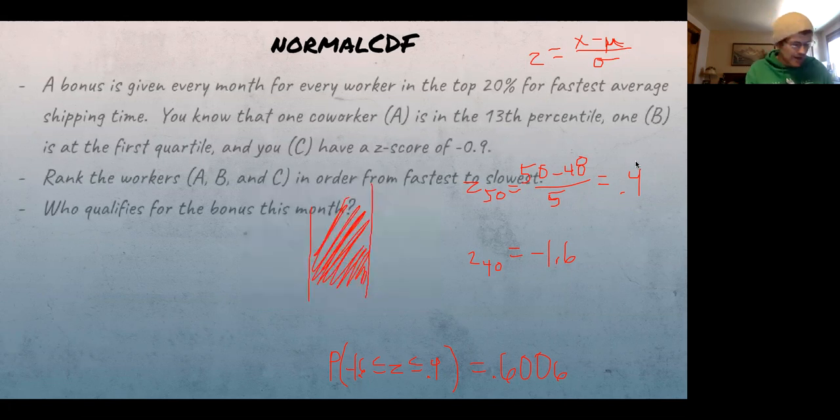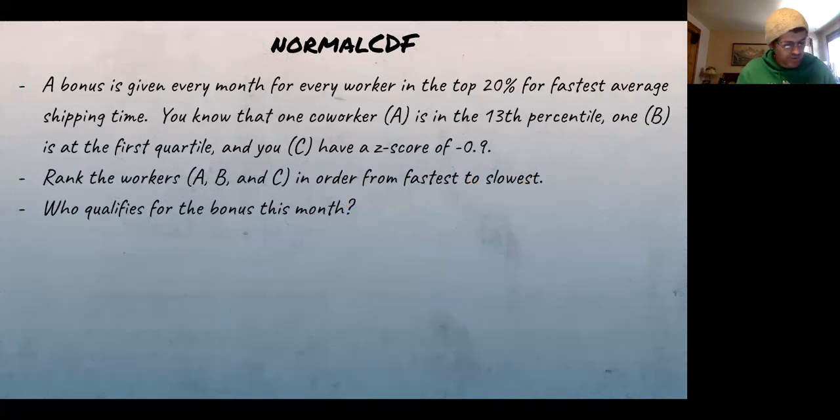All right, I will probably run through this one with you guys because this is a confusing problem, and I can give you a heads up, there might be a question like this on your test. So we are kind of combining last unit with this unit in a sense. A bonus is given every month for every worker in the top 20% for fastest average shipping time. You know that one coworker is in the 13th percentile, one is at the first quartile, and you have a z-score of negative 0.9. Rank the workers in order from fastest to slowest and who qualifies for the bonus.